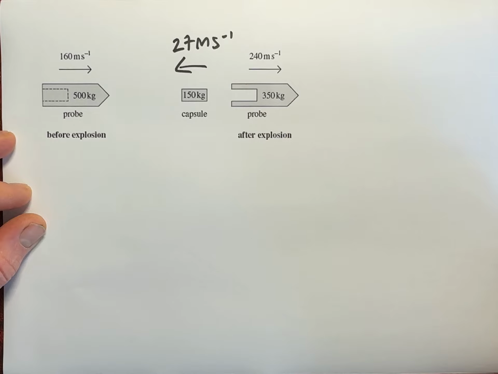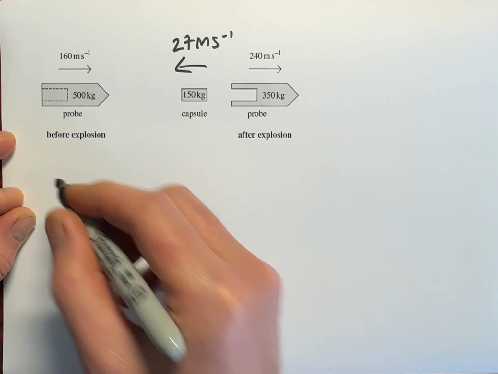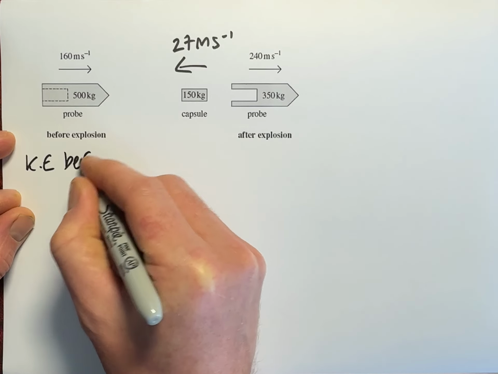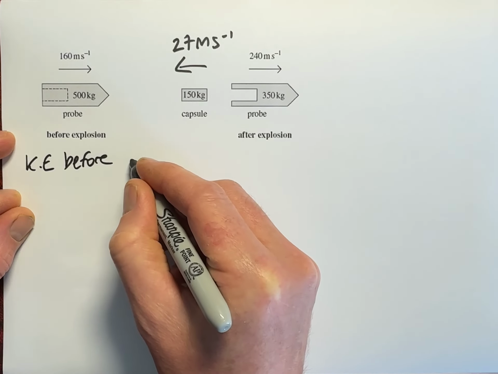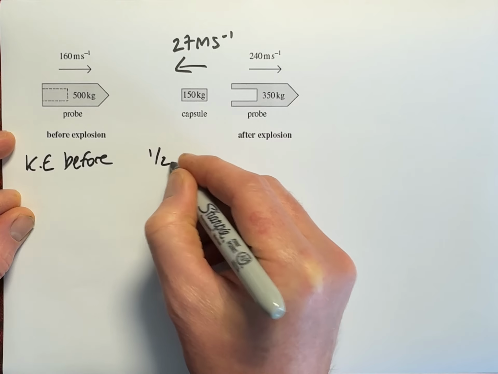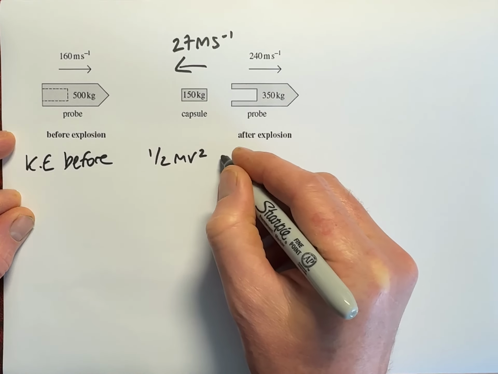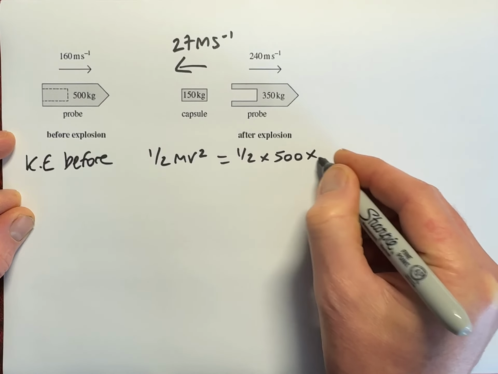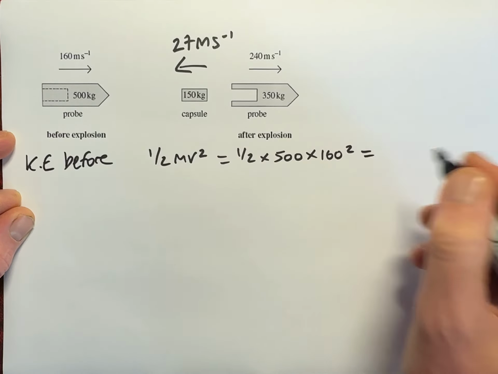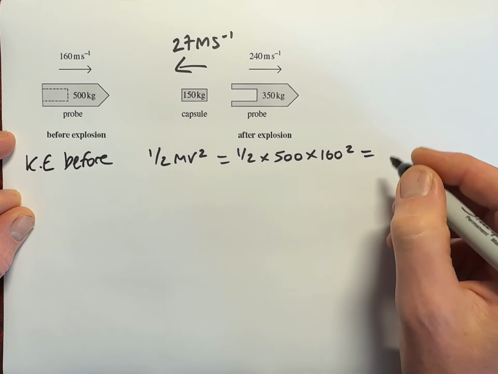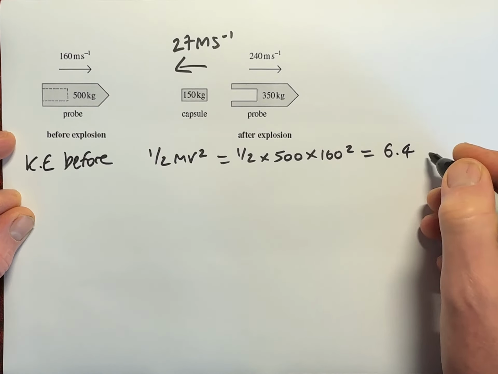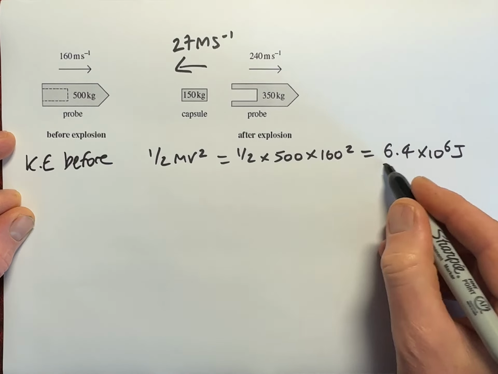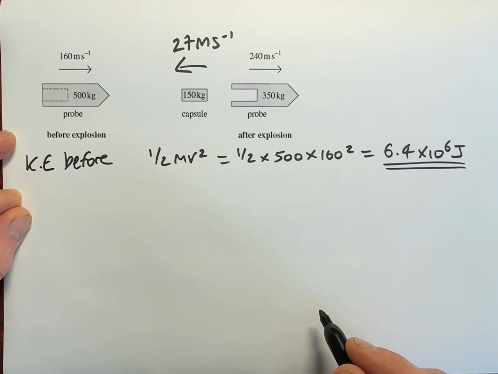Now, we're going to look at the kinetic energy before and after the explosion, okay? So the kinetic energy before, all right? We know that that's going to be equal to half mv squared. So that's going to be half times 500 times 160 squared. So that's the initial kinetic energy, and it comes out as 6.4 times 10 to the 6 joules. So that's your kinetic energy before the explosion.